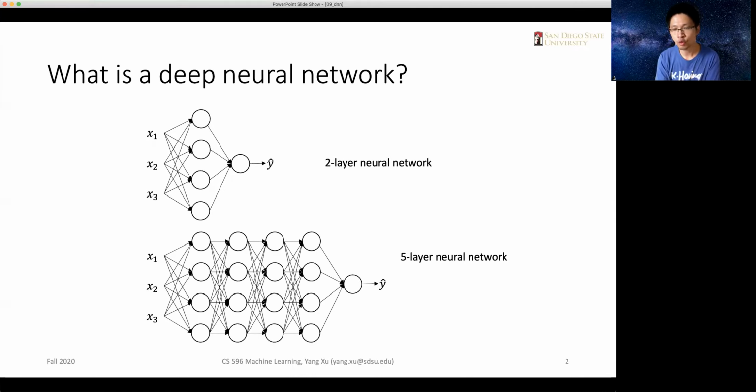Okay, so what if we add the number of layers, we add the number of hidden layers? In this case, we have the first hidden layer here, second hidden layer here, third layer, fourth layer, and the fifth layer is the output layer. So this is how we simply construct a 5-layer neural network. It is nothing too fancy, it's just an increase in the number of layers.